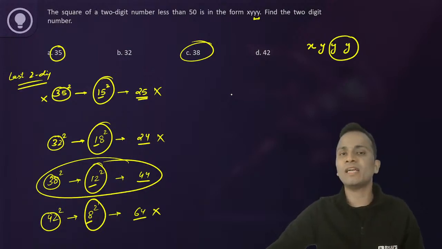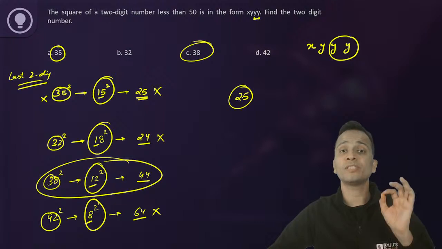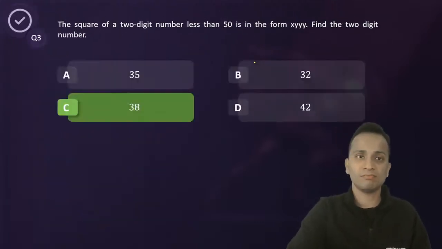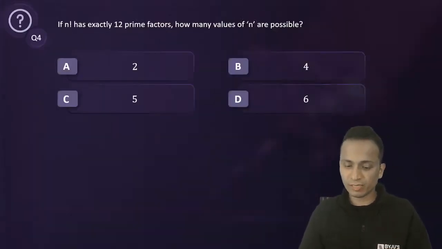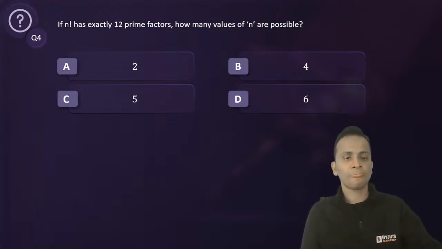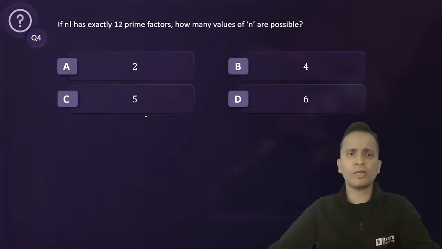The first step that we tell students in number system, or while starting with quant, is to remember squares up till 25. Squares up to 25 should be memorized. If you do not remember them, then it will be difficult for you to proceed. Fine. So this is the first step, and I believe most of us would at least remember the squares up till 25. This is a very basic thing that you need to remember. Okay, let's look at this question.